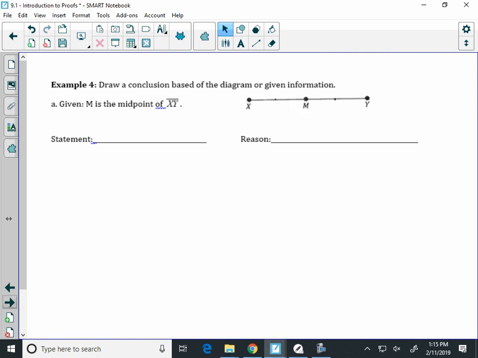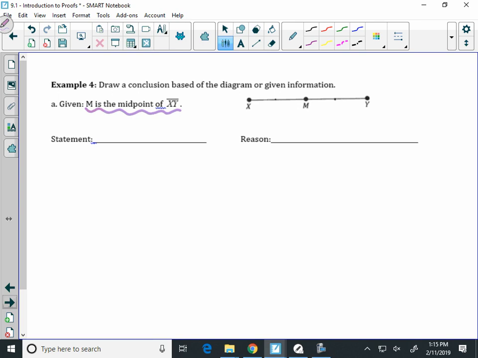is, these aren't proofs, but it's helping you get that basic pattern down for your proof. Okay? Once you get that pattern down, they're not that bad. Just getting the pattern down is kind of the tricky part. So this is something like you'll be given. You might be told that something is the midpoint of a line. That's going to happen when you do a proof. This is saying M is the midpoint of XY.